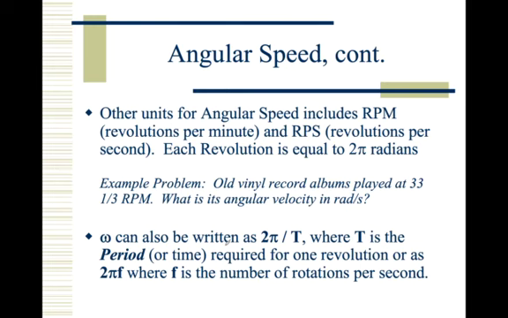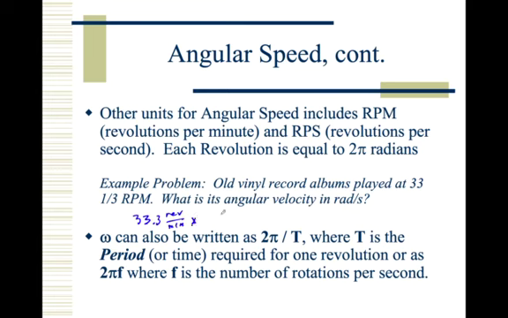Here's the example problem real quick. Old vinyl records, this is all way back when, played at a constant angular speed of 33 1/3 RPMs. If you had to convert that to radians per second, what would it look like? It would look something like this. So you've got 33.3 revolutions per minute.